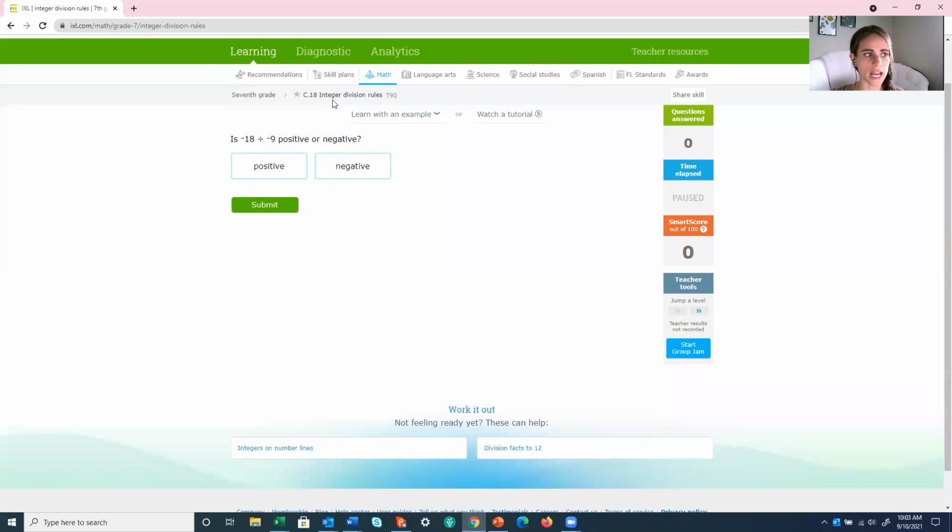All right, right here we have the IXL assignment, integer division rules, and that shortcut code is T9Q. So we are being asked, is negative 18 divided by negative 9 a positive or a negative? This question only wants to know positive or negative, but we're going to take it a step further and actually divide just for fun. But no matter what, you do want to figure out the sign first so you don't forget.